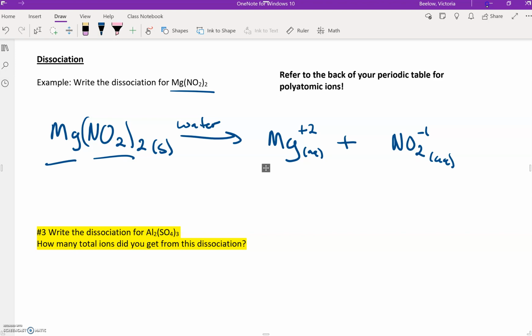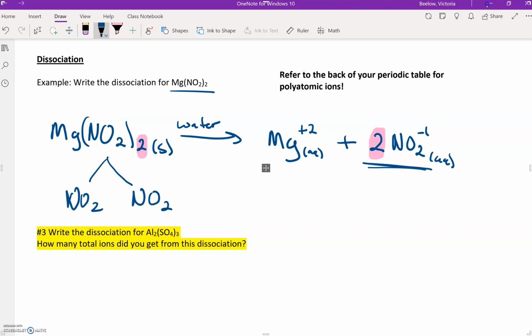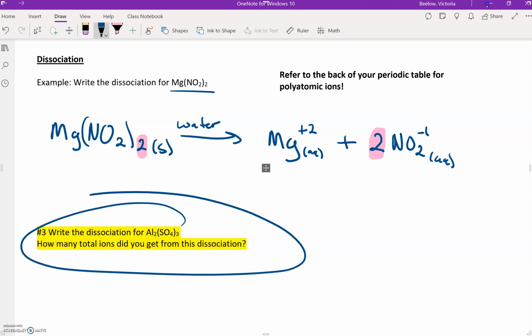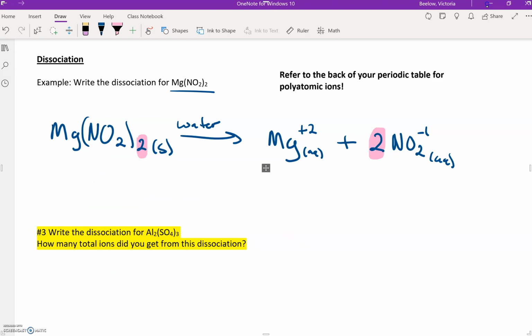Now you also have to take into account that on the left-hand side here, there was a 2 here. So that 2 now is going to go in front of that ion because this ion has broken up into its individual ions. So this NO2 is broken up into each of those individual NO2s or nitrite ions. And again, go ahead and do another example problem here on your own.